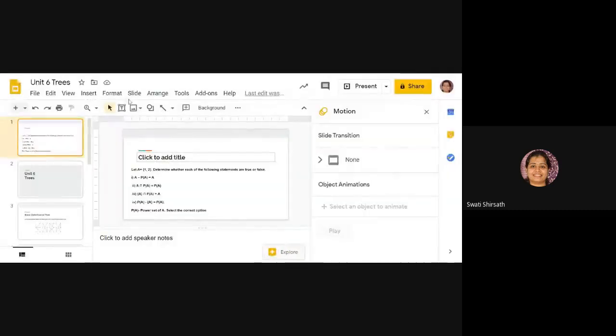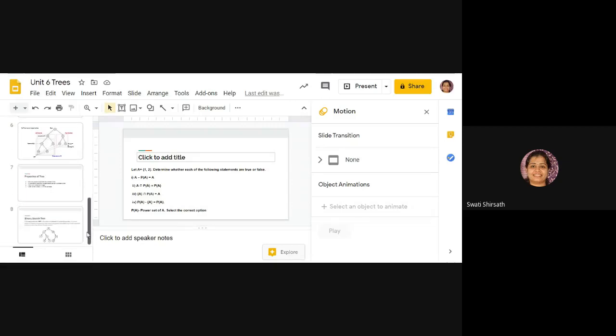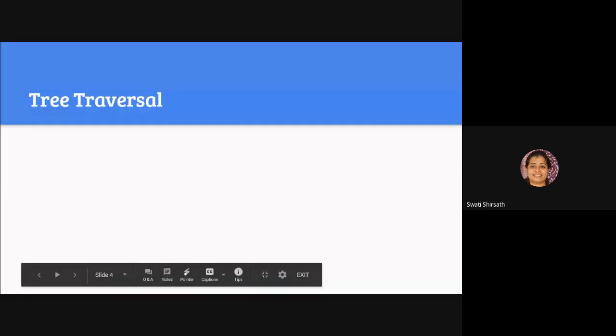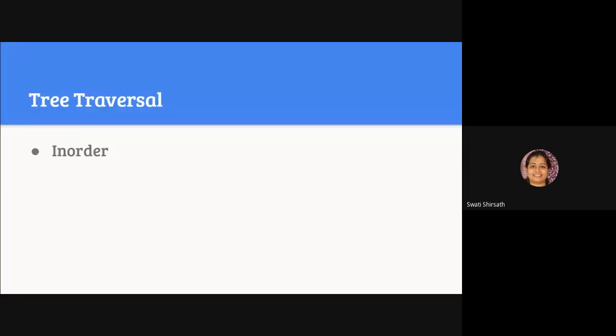Now there are three traversals that we will discuss after this. I already have one PPT designed for that. So tree traversals are of three types: in-order, pre-order, and post-order.